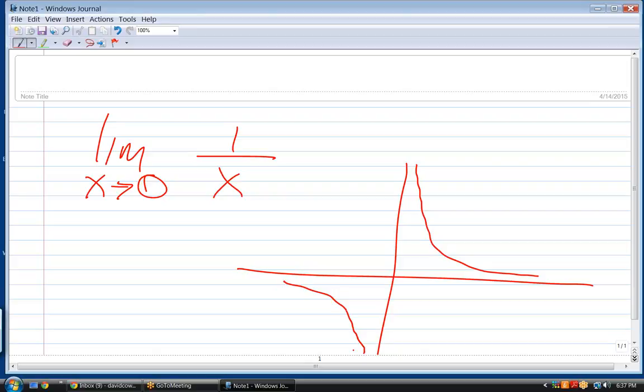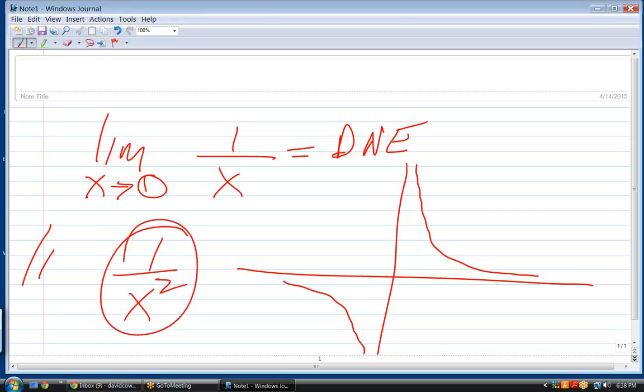The reason being is that as I approach 0 from the right, I'm going to positive infinity. As I approach 0 from the left, I'm going to negative infinity. Since they are different, the limit does not exist. As opposed to this one, where when I approach 0 from the right, it goes to positive infinity. When I approach it from the left, it goes to positive infinity. This definitely exists.